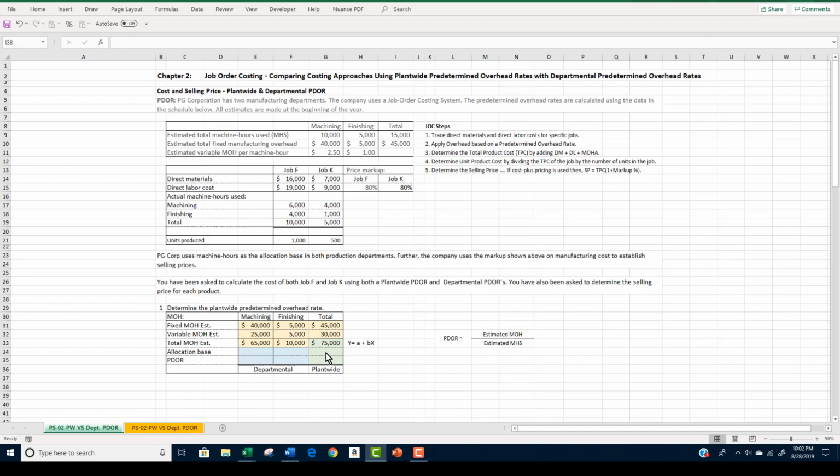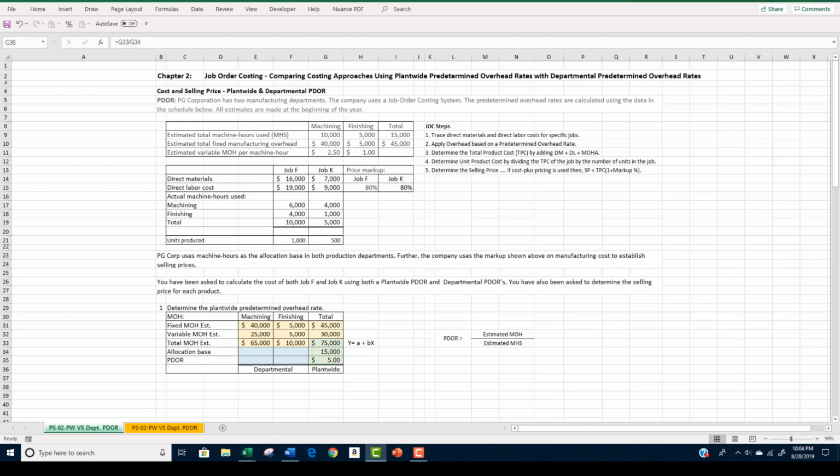For the plant-wide allocation base, we look above and bring down the 15,000 hours and divide the $75,000 by the 15,000 machine hours to get a PDOR of $5 per machine hour. The reason we are using the estimated MOH of $75,000 and the machine hours of 15,000 is because this is a plant-wide rate. So our plant-wide rate is $5 per machine hour.